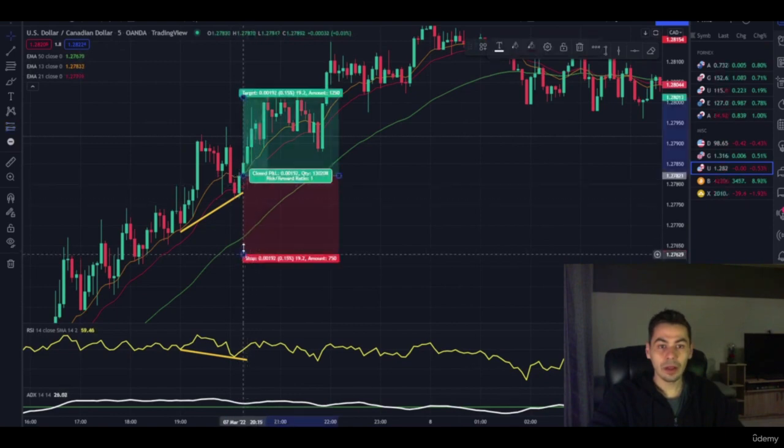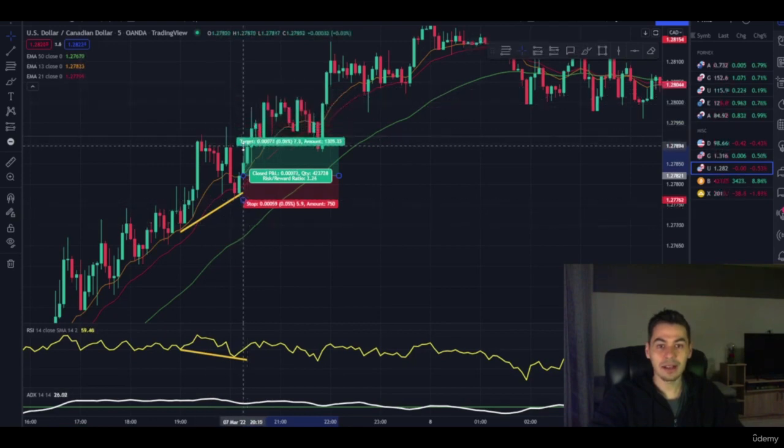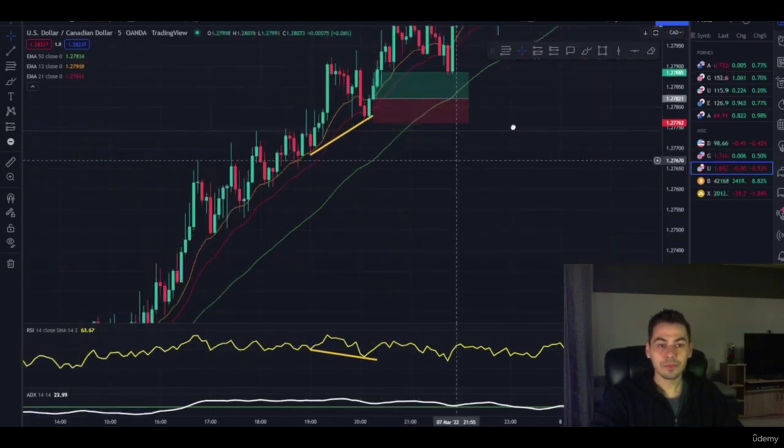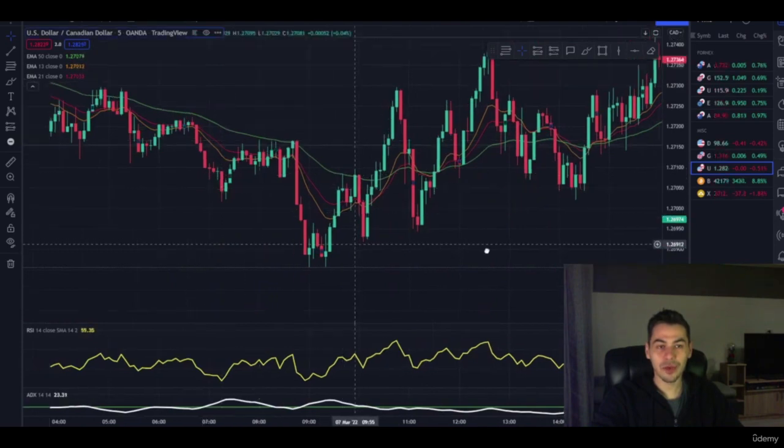And again, the stop loss will be placed just below the bottom that created the divergence, targeting, as I said, I will backtest using various targets. Let's scroll back a bit. Maybe we will find a downtrend.